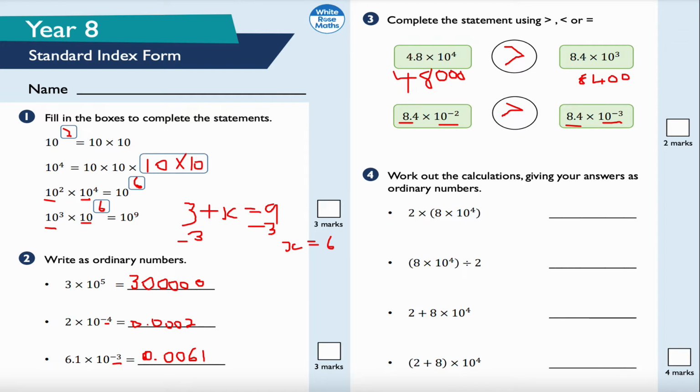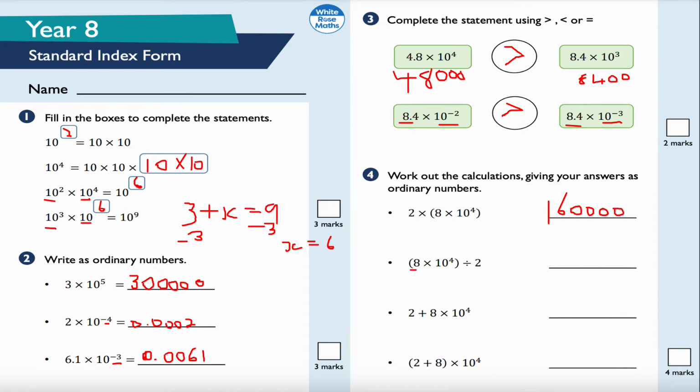Work out the calculations giving your answers as ordinary numbers. Well, 2 times 8 times 10 to the 4. Well, 2 times 8 is 16 times 10 to the 4. So it's 16 and then 4 zeros.